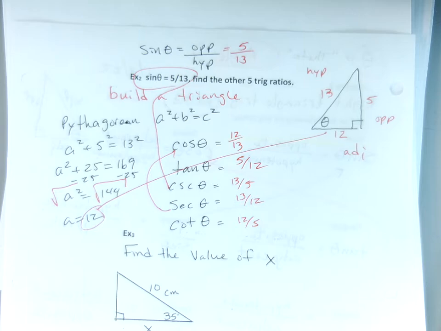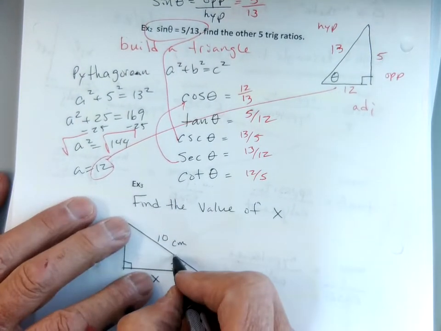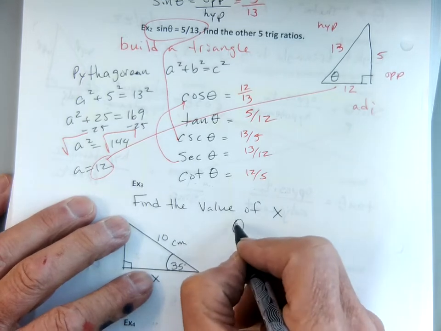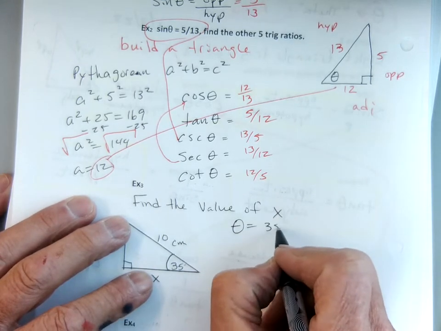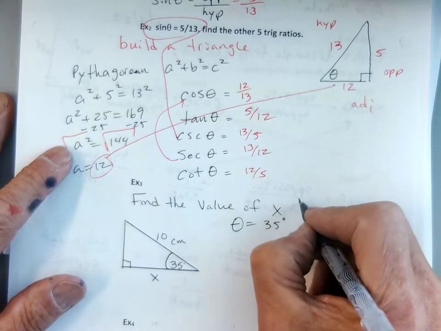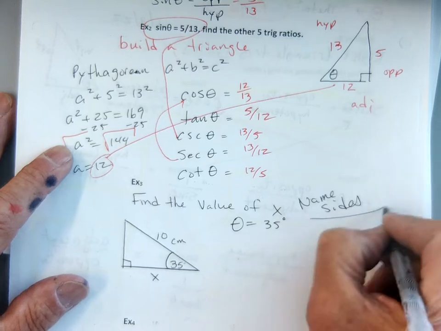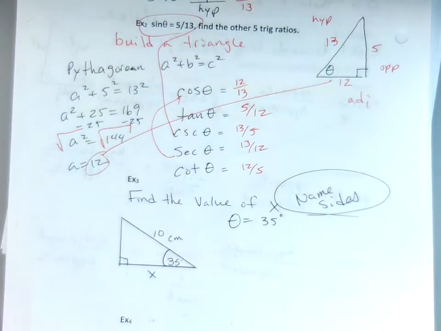So here's an example of how we'd use it, okay? Here's my angle. So I know theta is 35 degrees. So always start with the angle, always. We're going to name our sides from the angle. Before I do anything, I'm going to have to get some names.